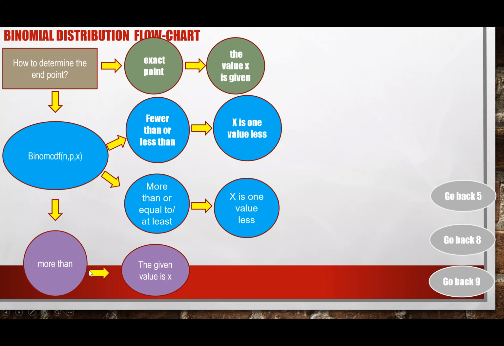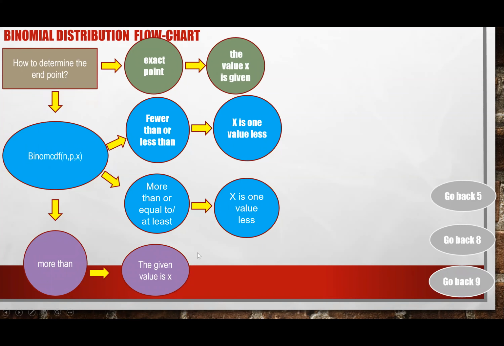If it's more than, the x value is whatever number they give you. That's your x value, right? So if they say more than 6, the x value is equal to 6. Again, this is the flow chart that I made, and I will post this later so that you can follow this flow chart to see what your x value is.